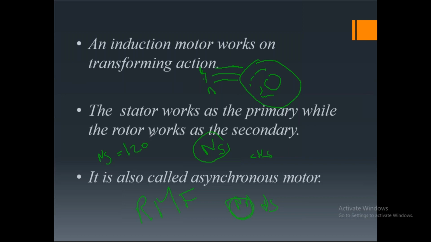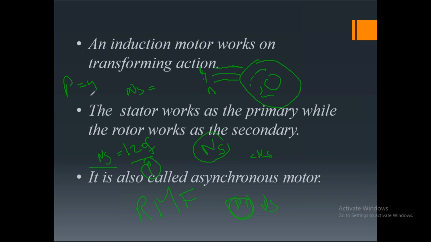120 F by P. So here the synchronous speed decides how many poles are located in the rotor or stator. So you can observe here the synchronous speed is inversely proportional to the number of poles. Suppose if your poles equals 4, then what is the synchronous speed?